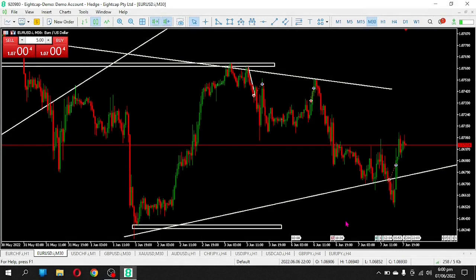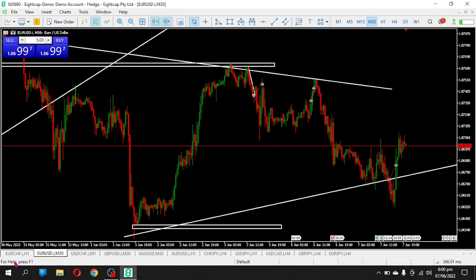Hello traders, I am back after a few hours and our Euro USD trade is closed. Our stop loss got hit. We sold at this breakout here and our stop loss was here. You can see price went down for a bit. We were in profit, but it pulled back up and hit our stop loss. It's not a big deal.